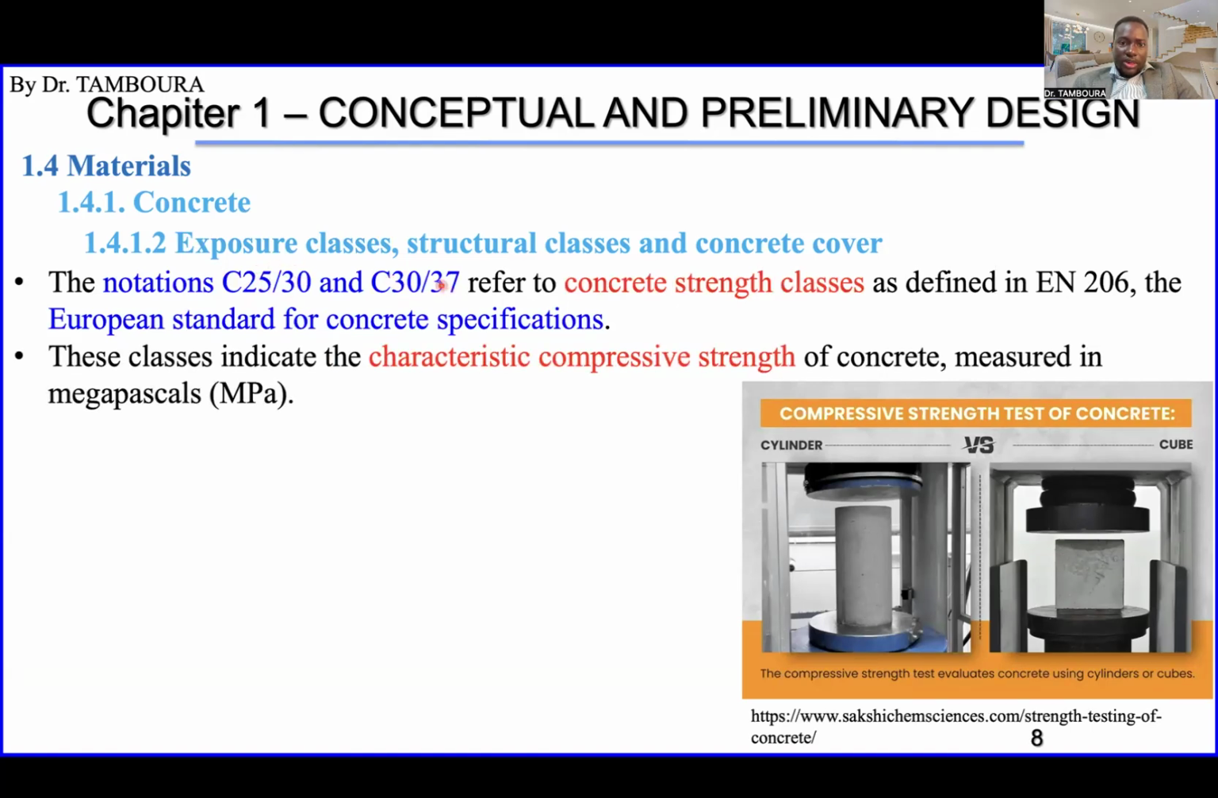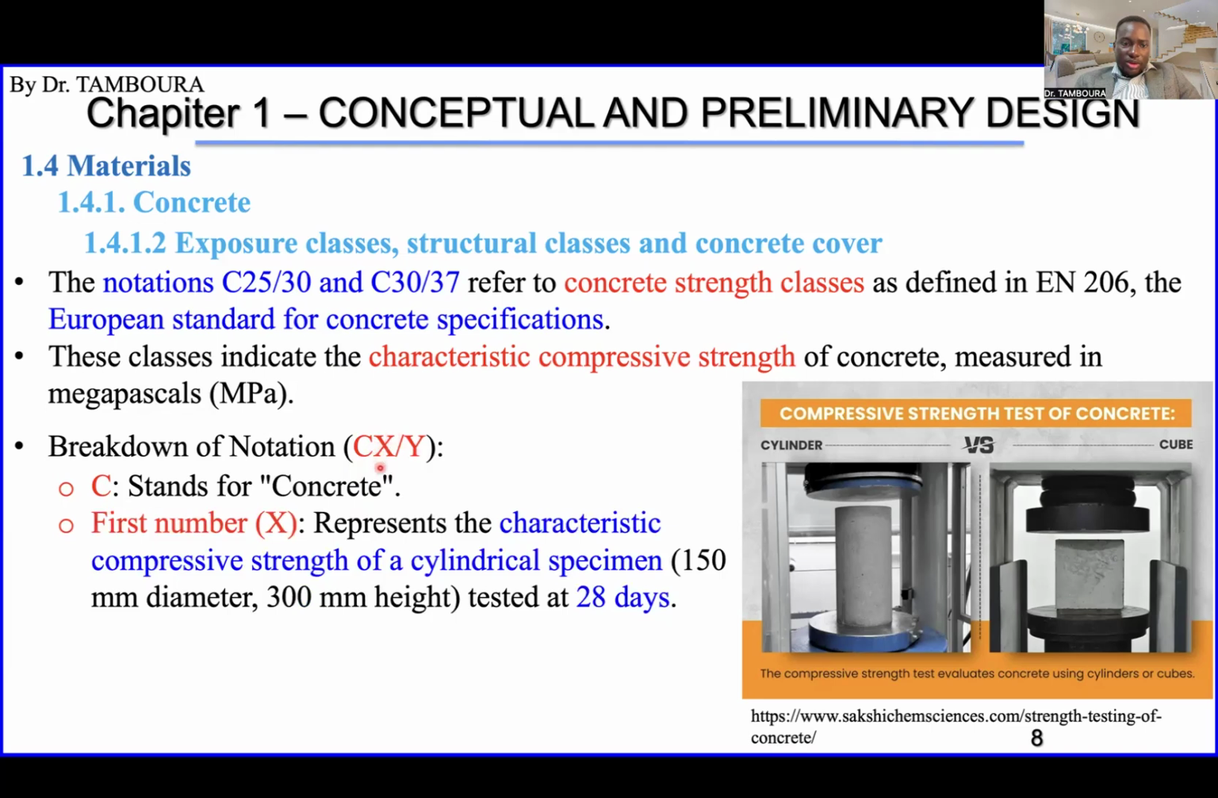So what you are seeing here, 25 and 30, 30 and 37. If we want to break down the notation, C, okay, X is for the first one, for example, 25 here, and Y is for the last one, 30, 37. Normally, if someone understands concrete, this will be a little bit boring, but I want to make sure that everyone understands what I am talking about. C stands for concrete. X, the first number, represents the characteristic compressive strength of the cylindrical specimen.